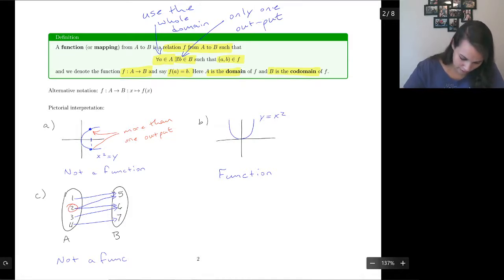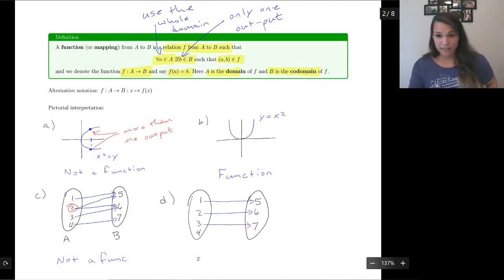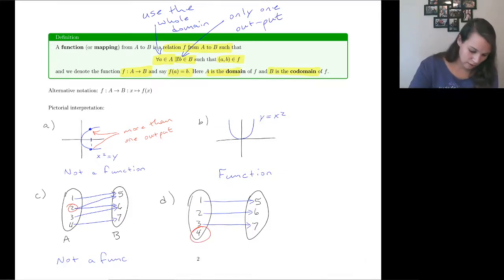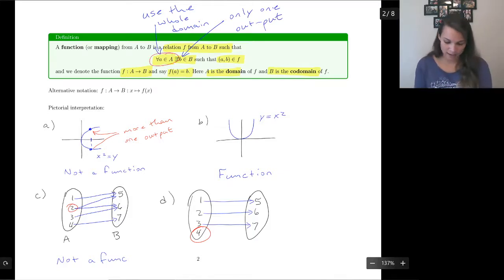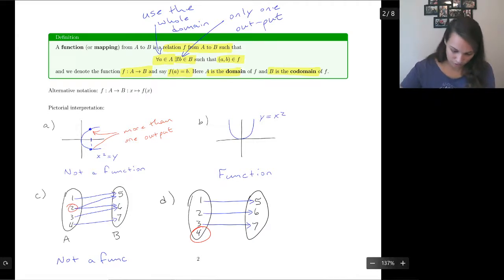And then let's do another example. We're going to use the same A and B, 1, 2, 3, 4 and 5, 6, 7. We're going to keep it simple. Nobody's going to go to double places. Now, if we say that this is our function, I'm going to say, nope, this is not a function. Here we go. For this qualifier right here, for all a in A, that means we have to use everything in the domain. 4 did not get used. So this is also not a function.